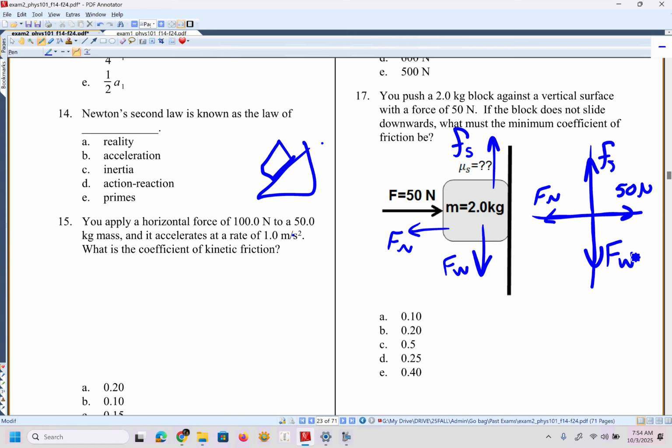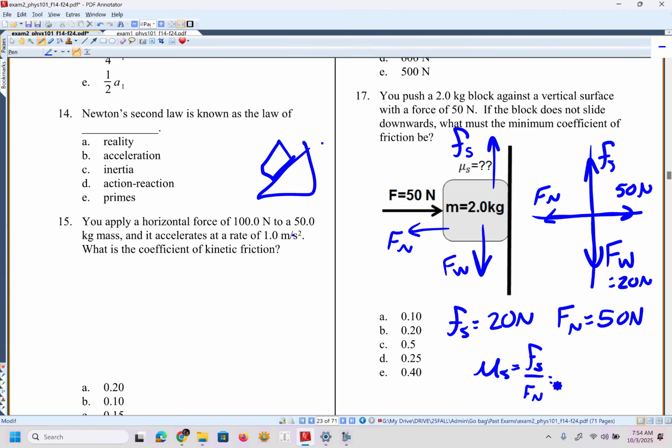Once I see that, then I see that this is actually a fairly simple question because my force weight is 20 newtons. So that tells me that Fs is equal to 20 newtons. They have to be equal. And Fn is equal to 50 newtons. And I know that mu s is the ratio of those two. So it's 20 over 50, which is 0.4.